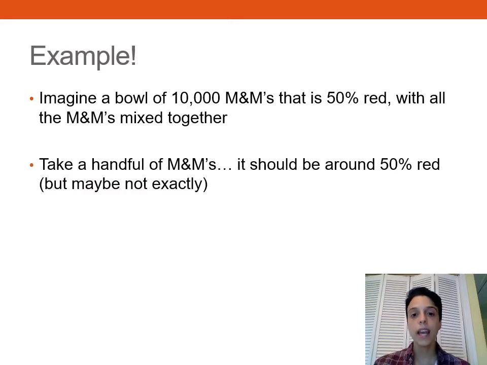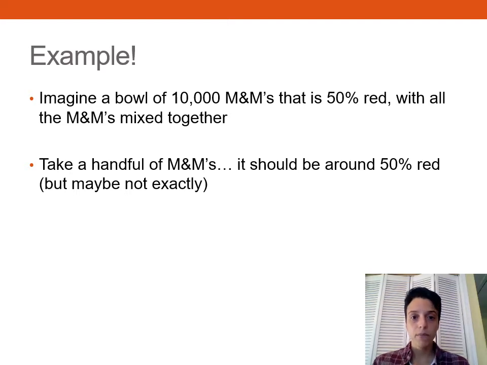Imagine that you then take a handful of M&Ms. Look at it in your hand. You would expect that around 50% of those M&Ms would be red, but not exactly. Right? So maybe if you pull out 10 M&Ms from that big bowl, you're going to find that 4 of them are red. That would be 40% of your sample. But it wouldn't be hugely shocking, right, to find 4 red M&Ms instead of 5 red M&Ms.